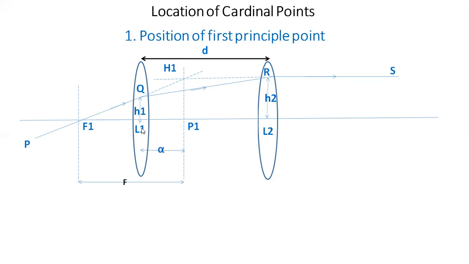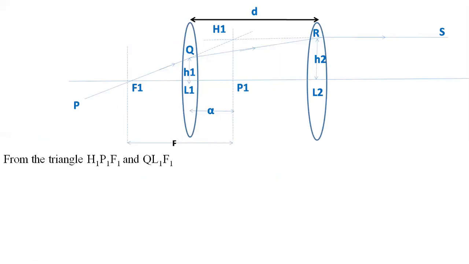Here we have to locate the position of this first principal point from the lens L1. It is denoted by the letter alpha. Let us derive the relation for alpha. We have to take similar triangles. The first ones are H1 P1 F1 and Q L1 F1, which are similar triangles. In similar triangles, the ratio QL1 divided by H1P1 is equal to F1L1 divided by F1P1.